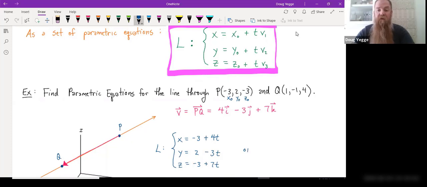Or if I chose to, I could have come up with another set of parametric equations by using point Q. The only difference here is that now the initial point has changed: 1, negative 1, and 4. But the direction can't change, right? It's still going to be the same direction regardless of what 2 points I use on the line. And so I simply have to add 4t, subtract 3t, and add 7t.